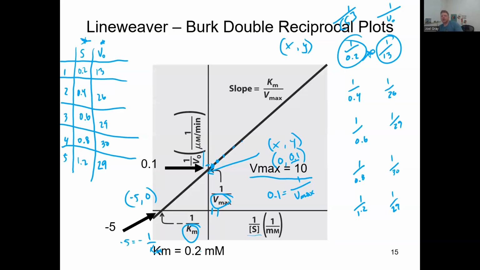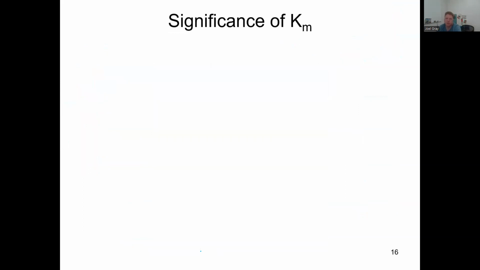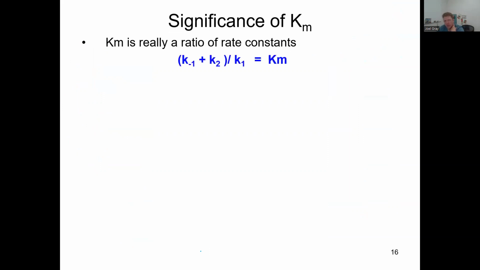So that's, I think, a cleaner and easier way to come up with these important kinetic parameters, your Km and your Vmax respectively. It tells you how quickly an enzyme can possibly go, how much substrate is needed to get there, and the affinity that your enzyme has for that substrate. Ultimately, what's the significance of Km? Well, Km is really a ratio, in addition to what I've already talked about. It's a ratio of rate constants. It looks at your forward reaction and your reverse reactions and relates them to one another.